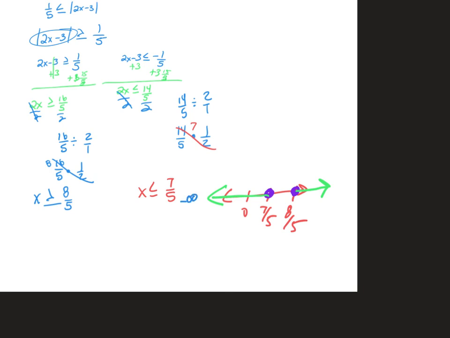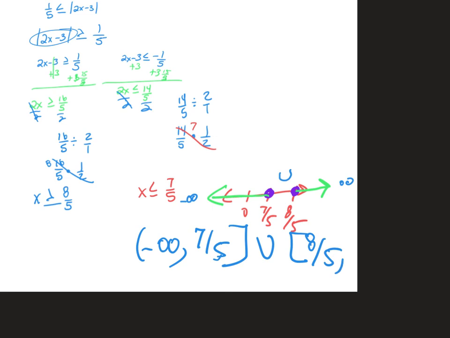What's over here? Okay, so negative infinity to what? 7/5, good. What's on 7/5, a bracket or a parenthesis? A bracket. And then how do I say in math, oh, there's a gap in the graph? Union, good. Bracket, good. 8/5 to infinity, good.